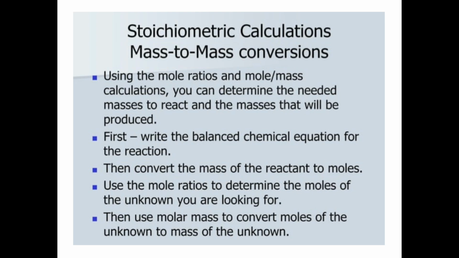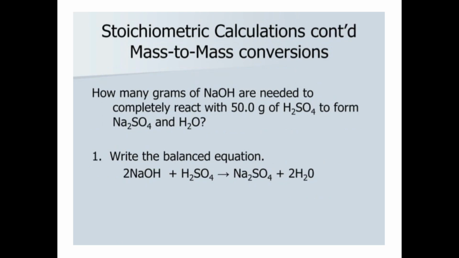You convert the mass of the known to mole by dividing by molar mass. After you have converted it to mole, you use mole ratio to determine the mole of the unknown. Then when you have gotten the mole of the unknown, you now convert it back to mass by multiplying by molar mass. Now let's take an example to look at this.